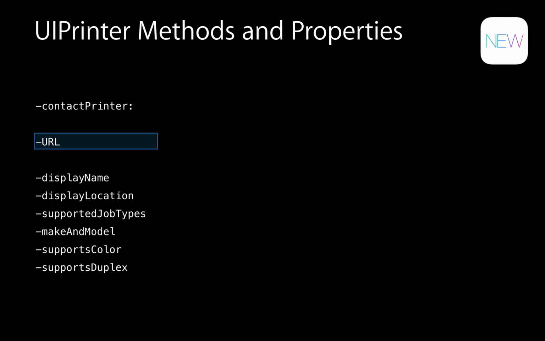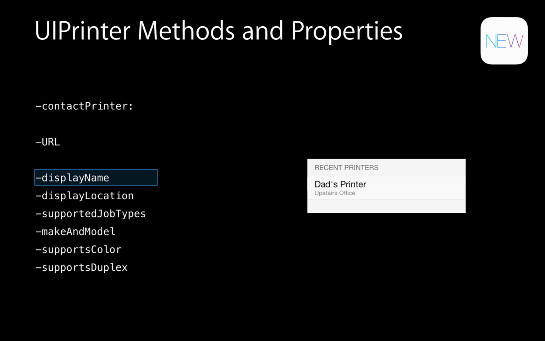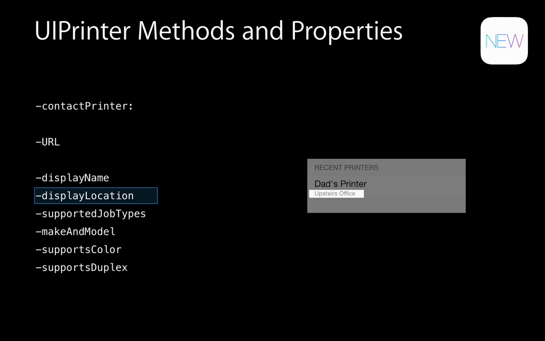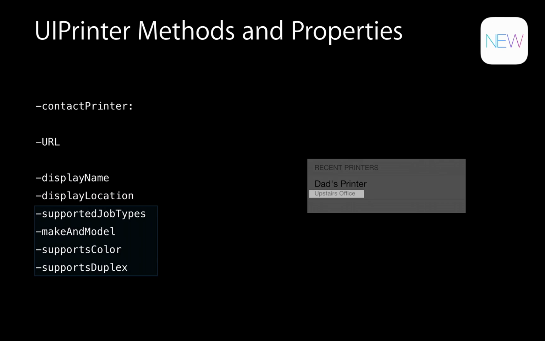Next is the URL, which is a read-only property. This is what you'll be saving out. Once you get your initial UIPrinter, you'll be saving this. Next, we have displayName, which is our standard printing UI. The display name is the name of the printer. It's appropriate for you to show in your UI. Then displayLocation, which is the smaller text underneath the name. You can use this for displaying in your UI as well.